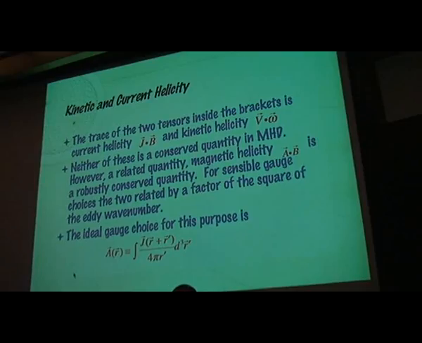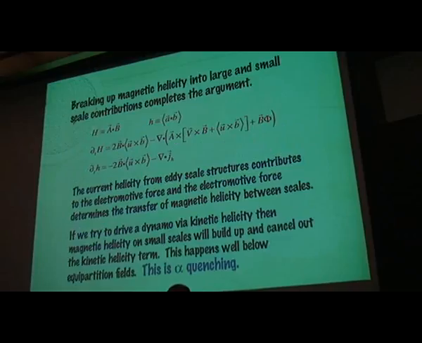So you have this robustly conserved quantity. It's related to something that appears in the dynamo equation. And so what does that tell you? Well, there's another step to think about here, which is that you can break up the magnetic helicity into a large-scale piece and a small-scale piece. These are both, in some sense, large-scale pieces. They refer to a large-scale distribution of magnetic helicity. But this comes from small-scale structures, and this comes from large-scale structures. The sum of the two is conserved. Either one of them is not.